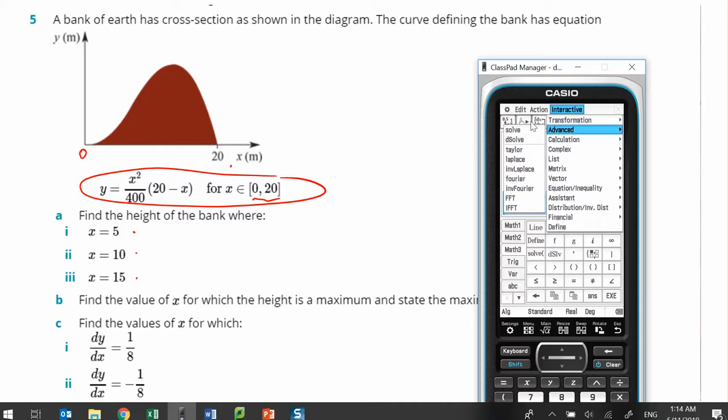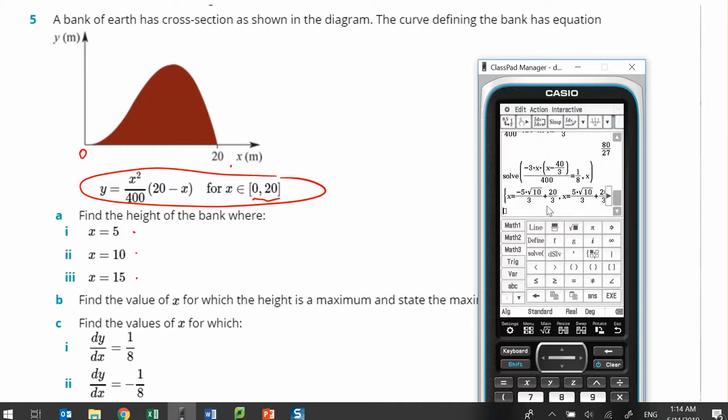Interactive, advanced, solve. And you've got two values. I can't really tell what these values are in exact mode, so I'm going to quickly turn to decimal because I want to check whether they're within my domain. They're within your domain because they're between 0 and 20. Great, so you've got two answers, and they're both acceptable.